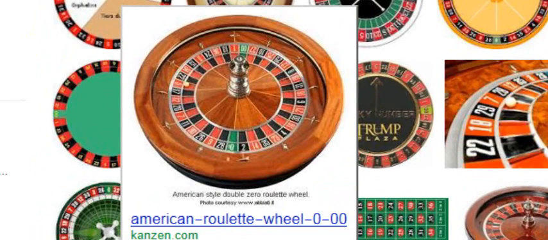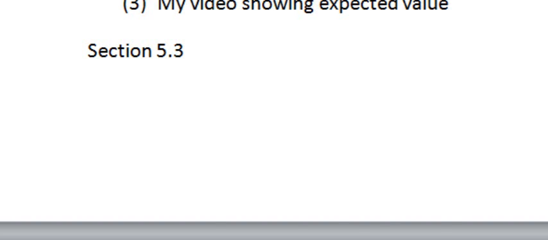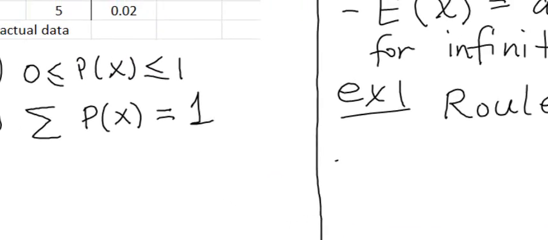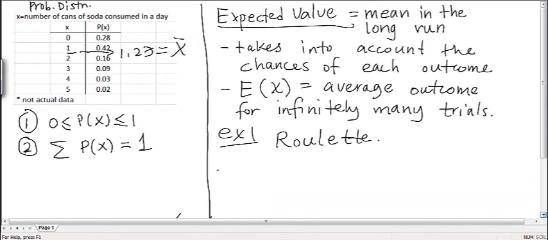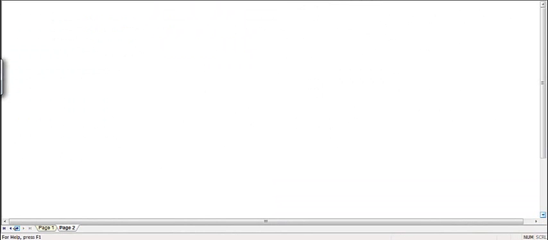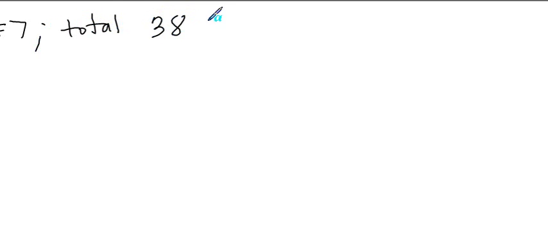If it doesn't land on number 7, then you lose. Okay, so let's do an example. You can bet on any number that you would like. So let's suppose you bet $5 on number 7. There are a total of 38 slots on this roulette wheel, and if you win, you get $180.